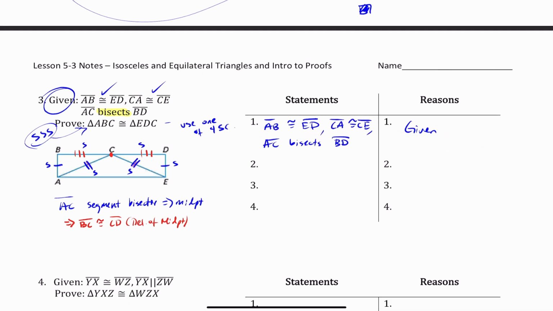And then what else do we know? We're going to take our given, right? We're going to look at the word bisect from our given. What does the segment bisector do? Well, remember, the segment bisector creates the midpoint. Okay? So I am going to write, since C is my midpoint, C is the midpoint of segment BD, and that is because of definition of segment bisector.